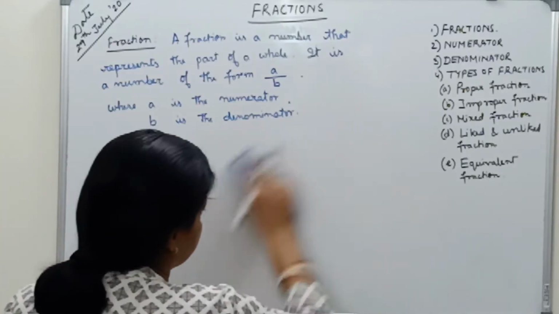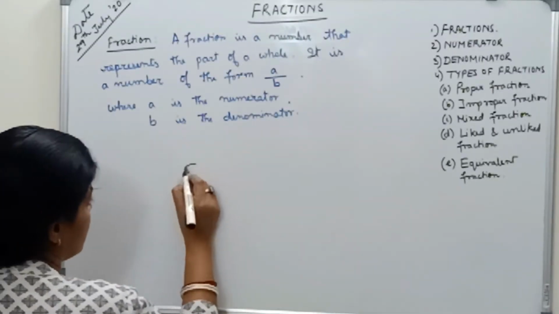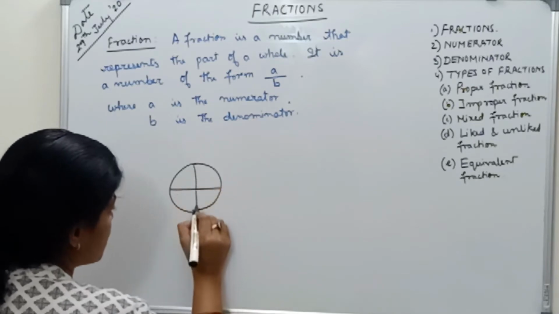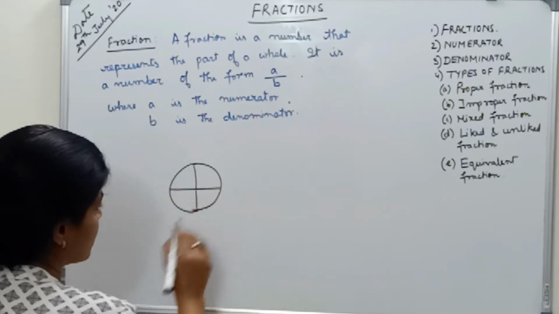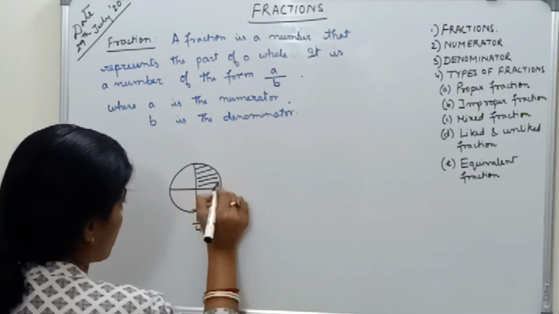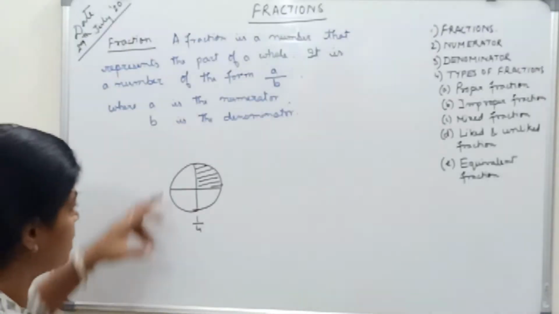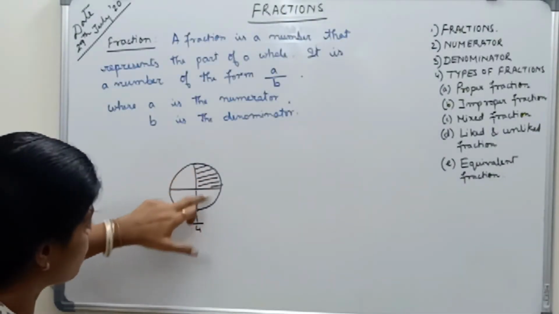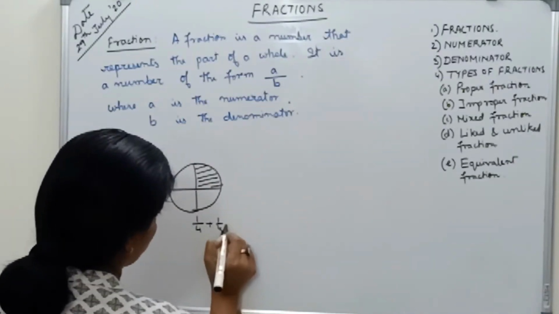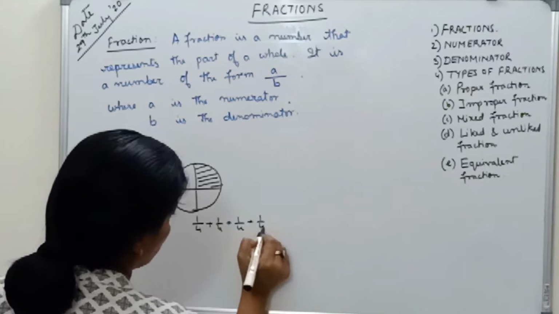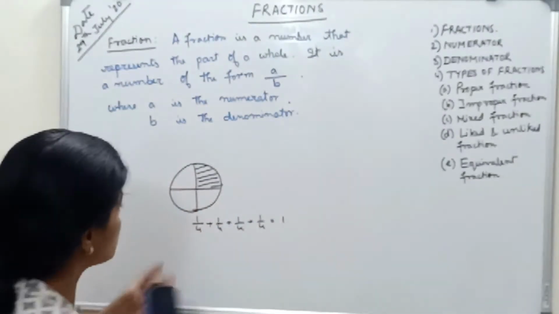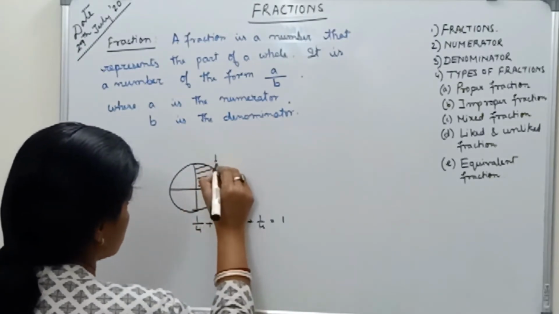1/4 means, suppose this is a circle, 1/4 portion. So if I say 1/4 shaded portion, this is 1/4. How many 1/4s are there here? This part is 1/4, this is 1/4, 1/4, 1/4. So 4 of 1/4 will make a whole. This will make a 1. But this portion only is 1/4.